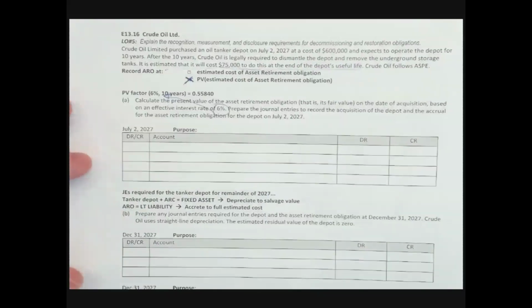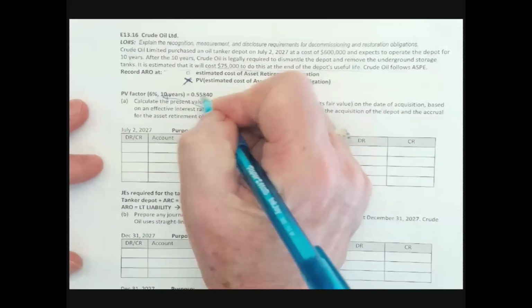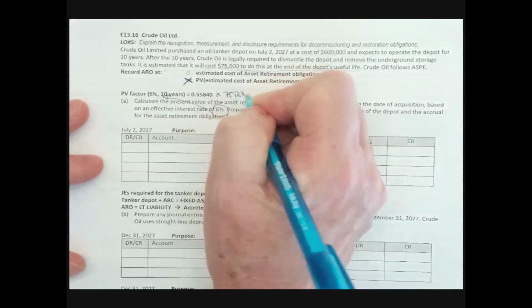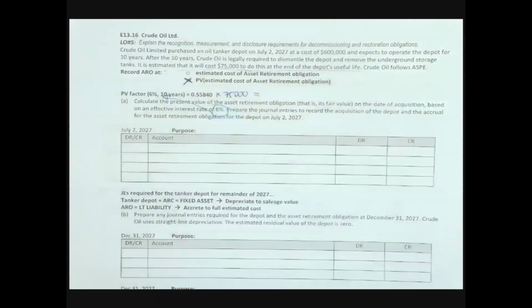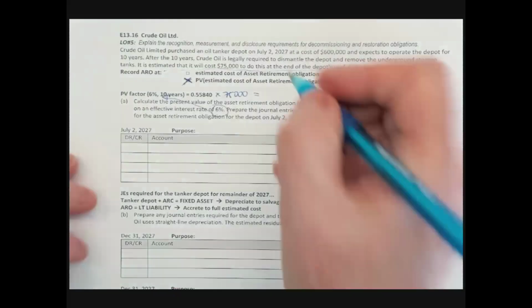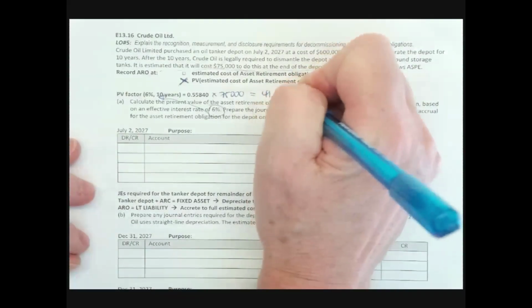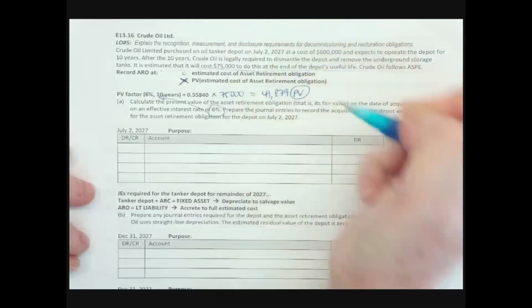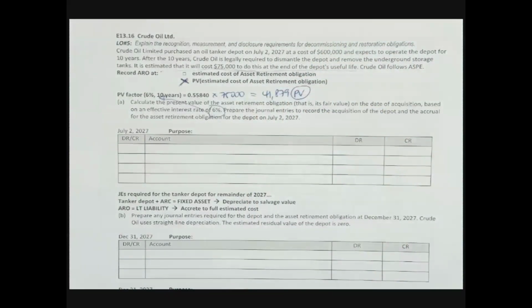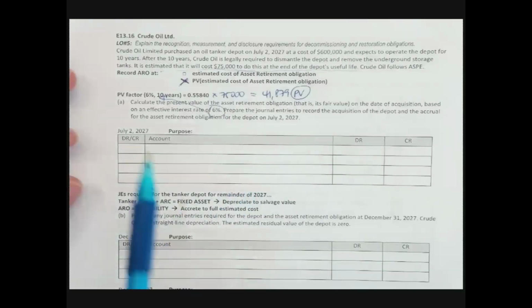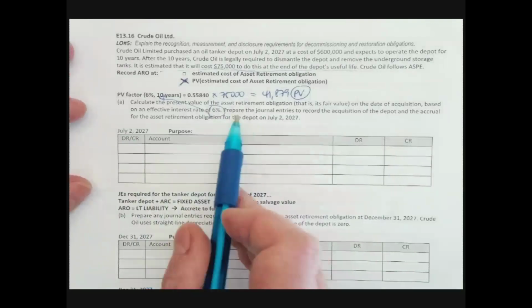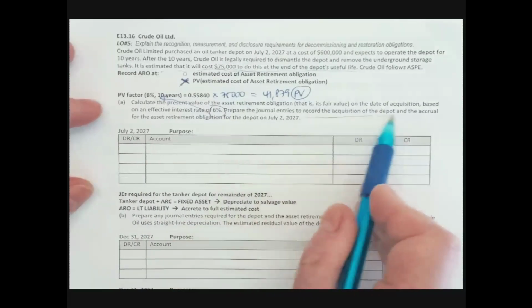So if we multiply that times our 75,000 expected future cost, the value is 41,879. That's the present value. And that's the amount that we're going to record the asset retirement cost at. So let's do the journal entry. Prepare the journal entry to record the acquisition of the depot.